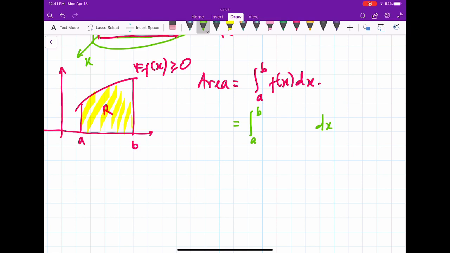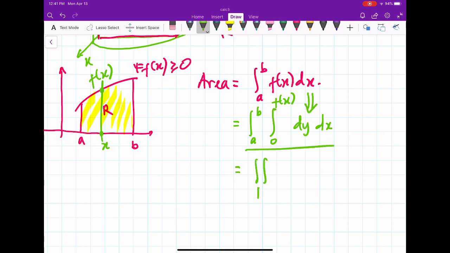So I fix some x in here, you see? y will go from where? From 0 to f of x. So I can write 0 to f of x, and then here I have dy, right? Or we can write in general the whole region R in here and then dA. Make sense? That's how we move from single to double.